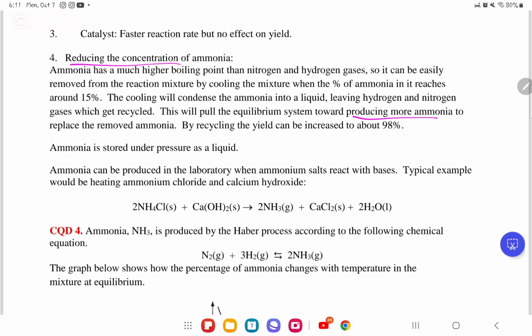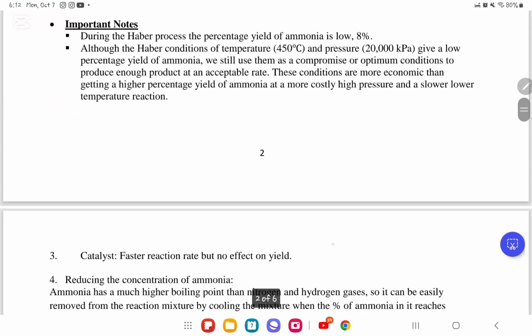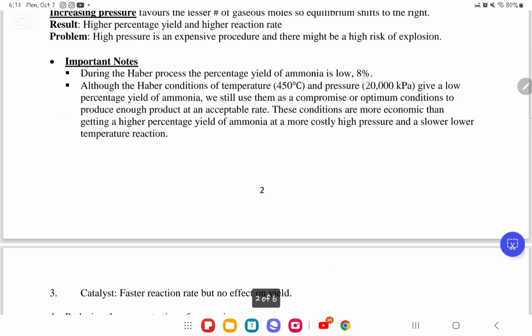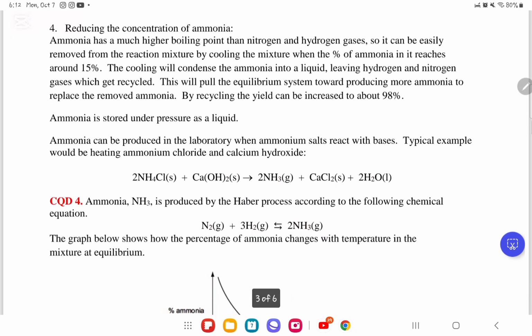If you reduce the concentration of ammonia, then you will end up producing more ammonia to replace the removed ammonia, to maintain what? To maintain our equilibrium. So by recycling, the yield can be increased to about 98%. That's a really big amount compared to what was here, 8%. So that was for 4. Now, ammonia is stored under pressure as a liquid.